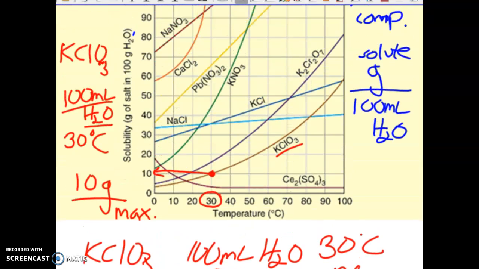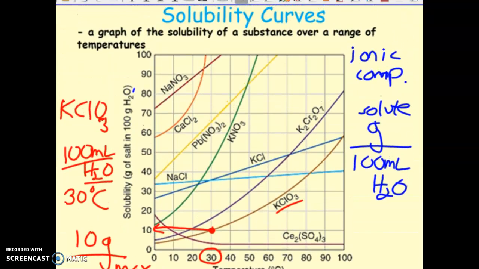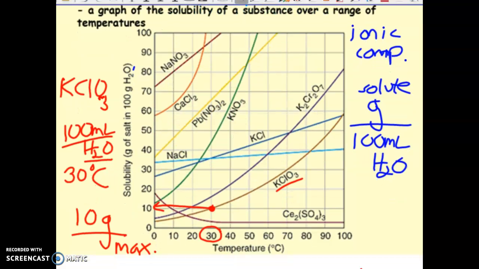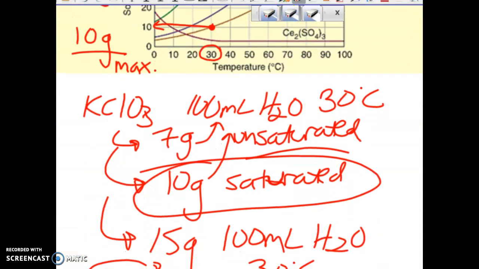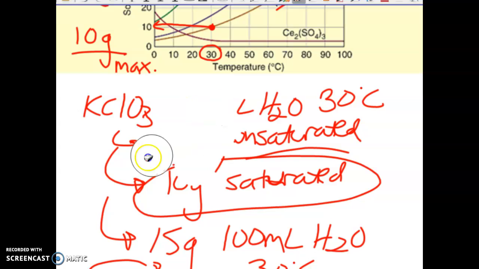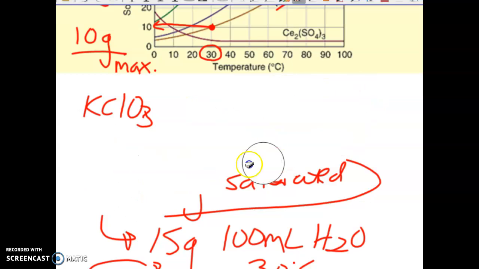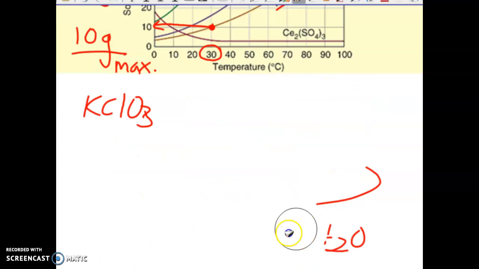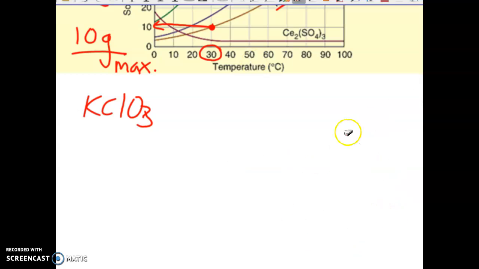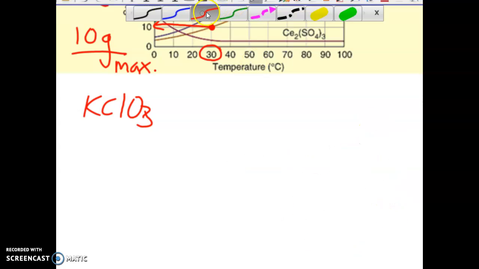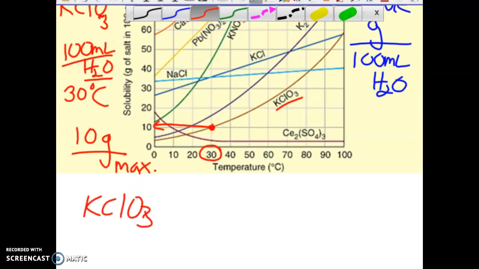So the other thing to be mindful of is that sometimes you might not be dealing with 100 milliliters of water. So for example, let's take a look at this. Okay, so let's still take a look at potassium chloride here. Okay, so we know that the 10-gram maximum is for 100 milliliters of water.